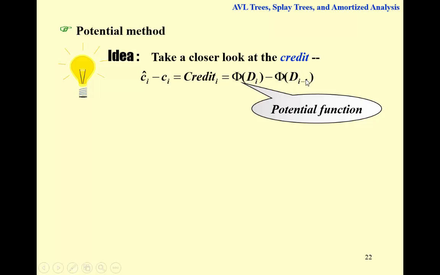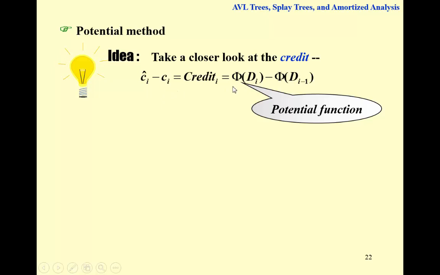So D sub i minus 1 is usually the structure before this operation, and D sub i is the resulting structure after this operation. The potential function is a kind of function to map the current structure of the problem into a number, and that number is called the potential of that structure. So what does credit tell us? Credit actually tells us how much this operation has changed the problem structure. That's the actual meaning of this credit.